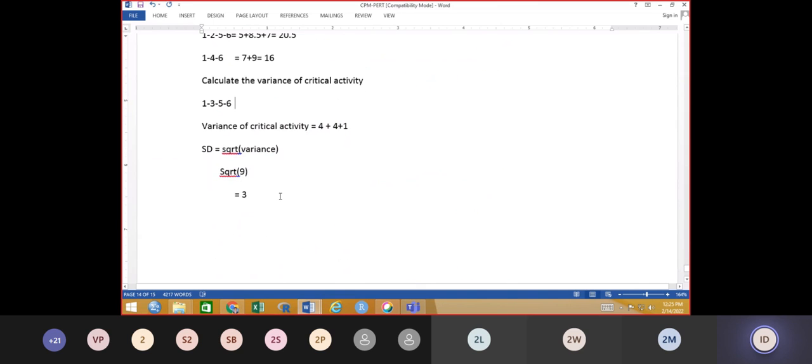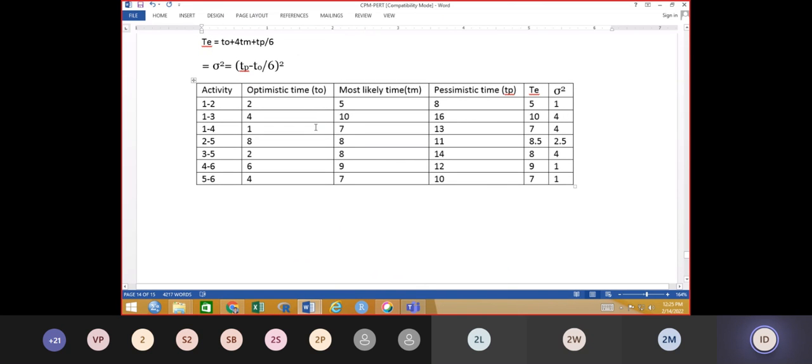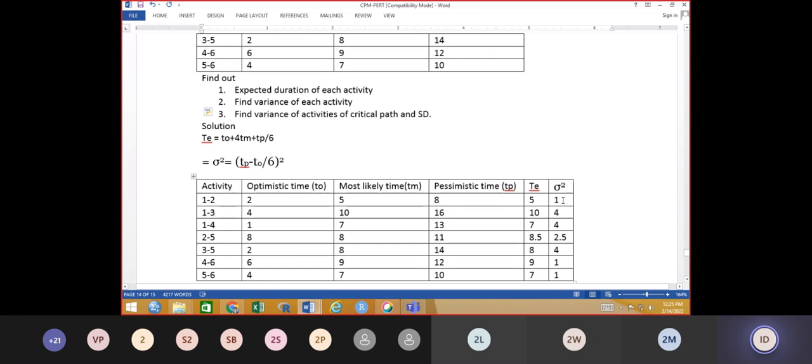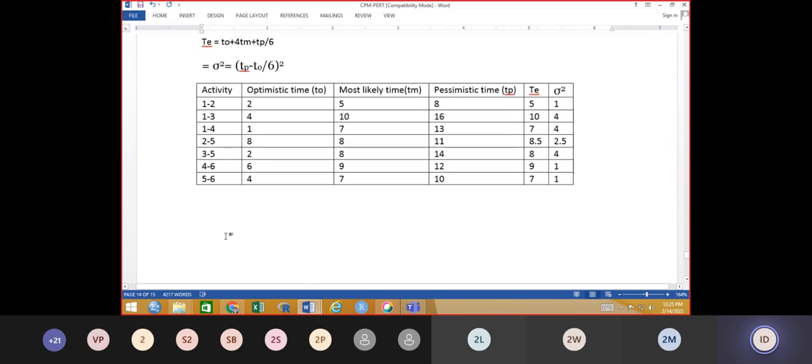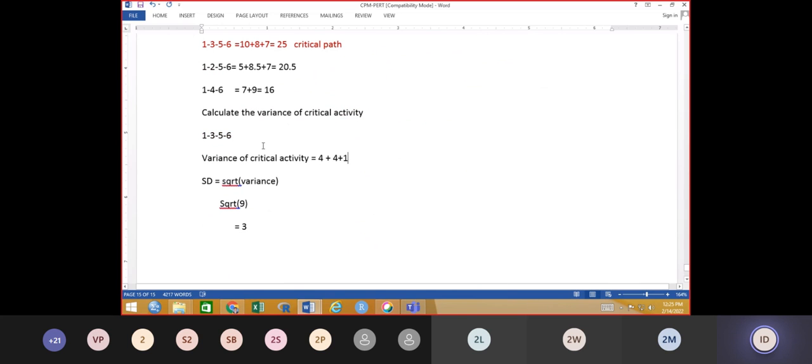For 1 to 3 it is 4, 3 to 5 is 4, and 5 to 6 is 1. That is 4 plus 4 plus 1. Do you understand from where I have taken this 4 plus 4 plus 1? From this table, the variance of the particular activity, that is activity 1 to 3, then 3 to 5 and 5 to 6. I have taken the variance from the table.